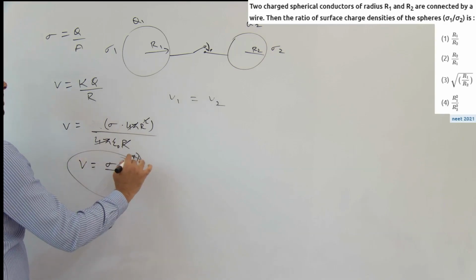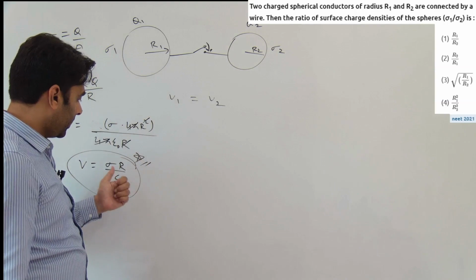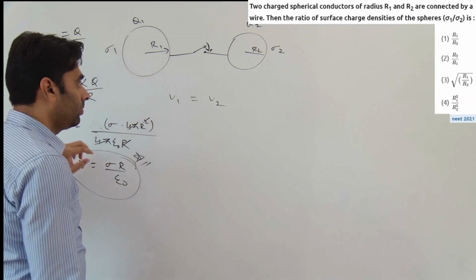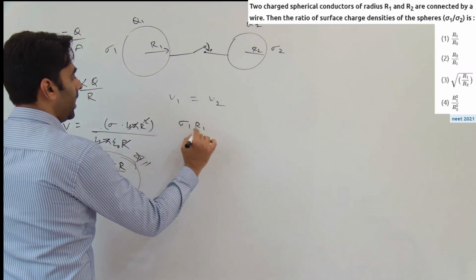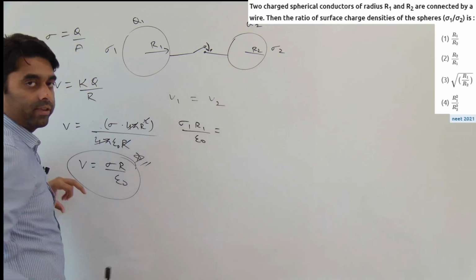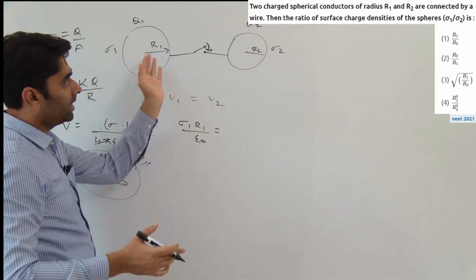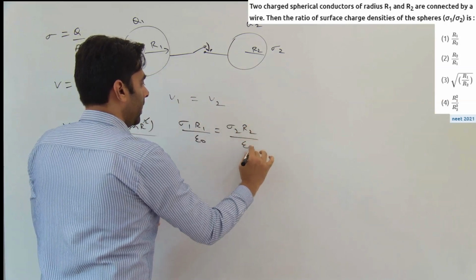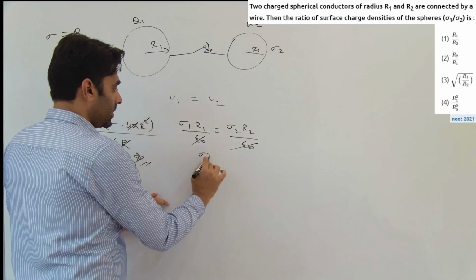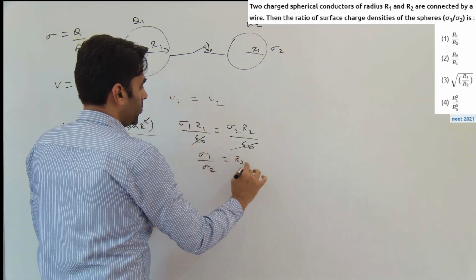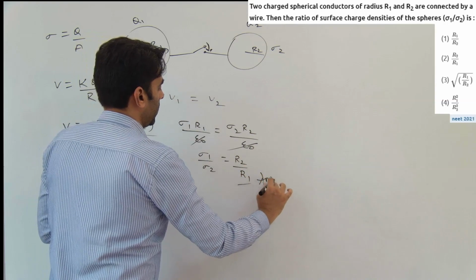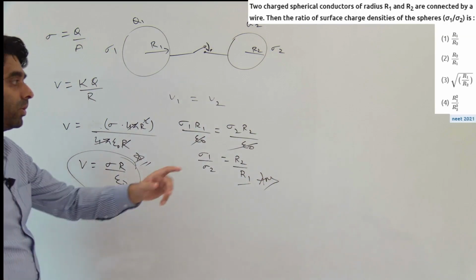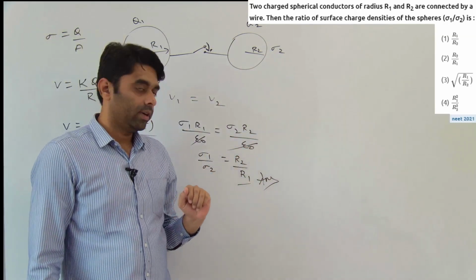You can keep this result in mind in terms of charge density. Now let us write down the potential of the first sphere: sigma 1 r1 by epsilon naught. Potential of the second sphere: when they are connected with the help of a wire, the potentials will become equal, so sigma 2 r2 by epsilon naught. Epsilon naught cancels out. Sigma 1 by sigma 2 comes out as R2 by R1. This is our answer. Checking the options, option number 2 is our correct answer, right? Let's move ahead.